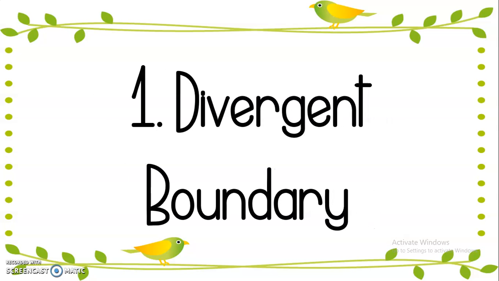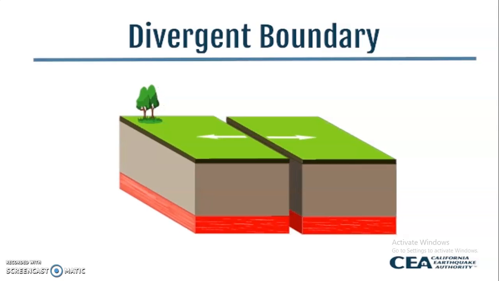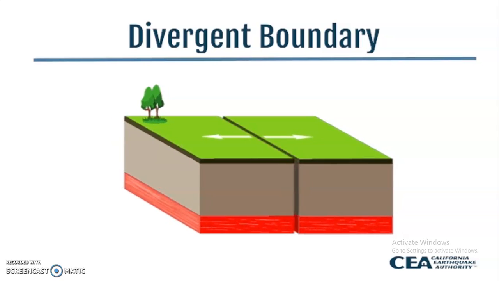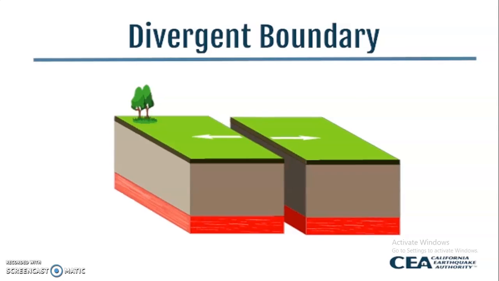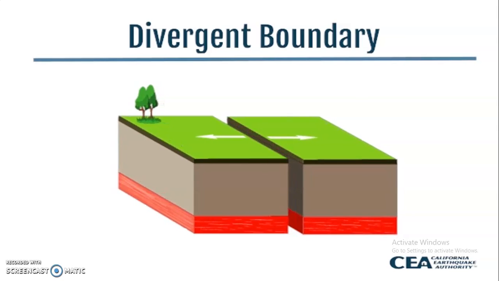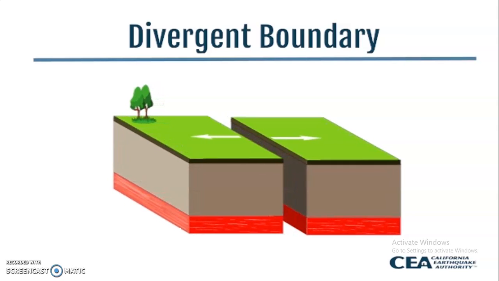Let's discuss first the divergent boundary. Divergent boundary is where new oceanic crust is created. The molten magma from the mantle rises into the ocean floor, cools down and accumulates to form the oceanic crust. This is where plates move apart from each other.